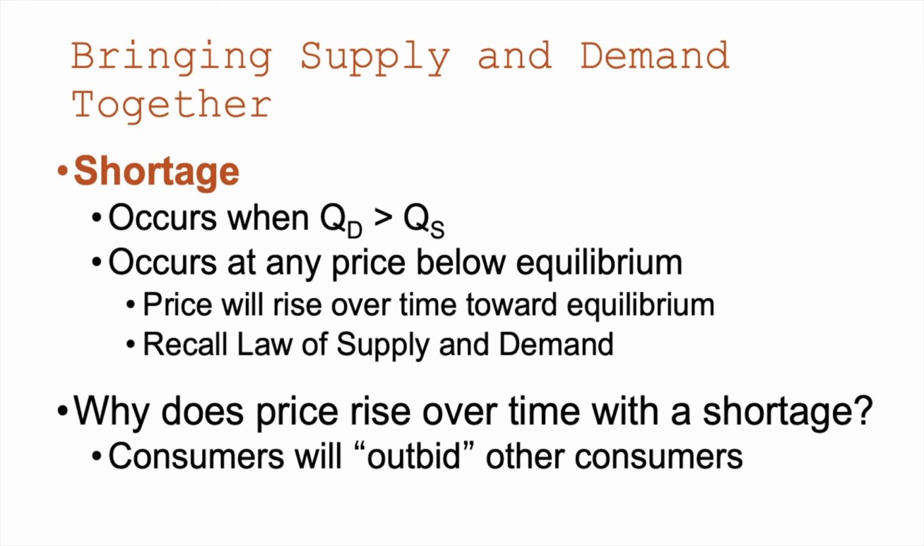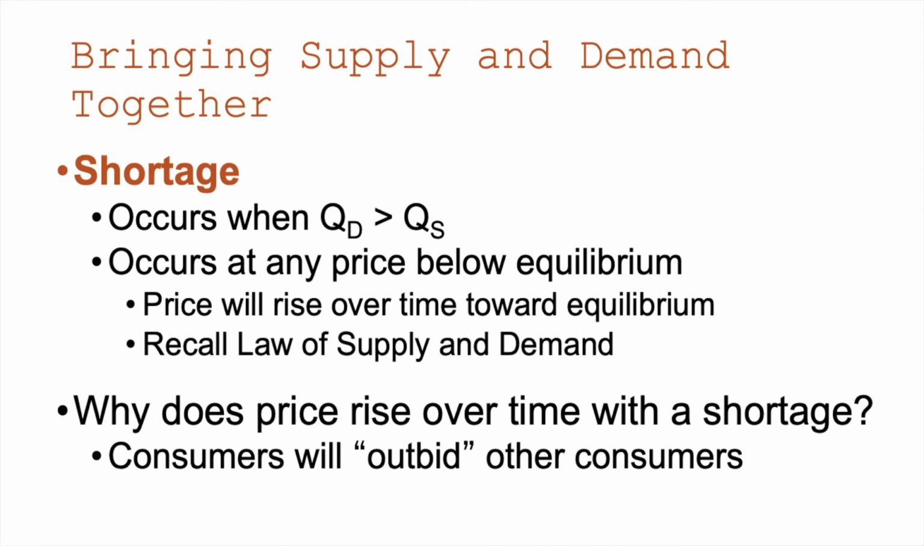All right, so we're going to talk briefly about what happens when a market is not in equilibrium. Quantity demanded does not always equal quantity supplied, because sometimes strange economic events cause things like shortages of toilet paper at the grocery store.